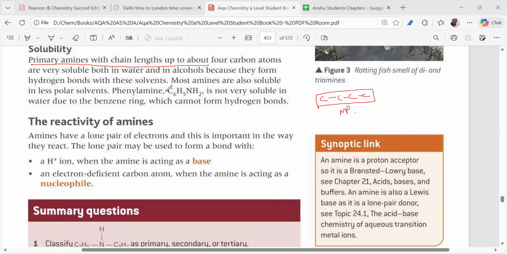If you take phenylamine, see, six carbons are there. So this is a huge non-polar part, and almost 60% of the molecule won't be able to dissolve in the water, but this part will be dissolving only. So thus, phenylamine is not soluble. Now we're going to the part of the reactivity of the amines.